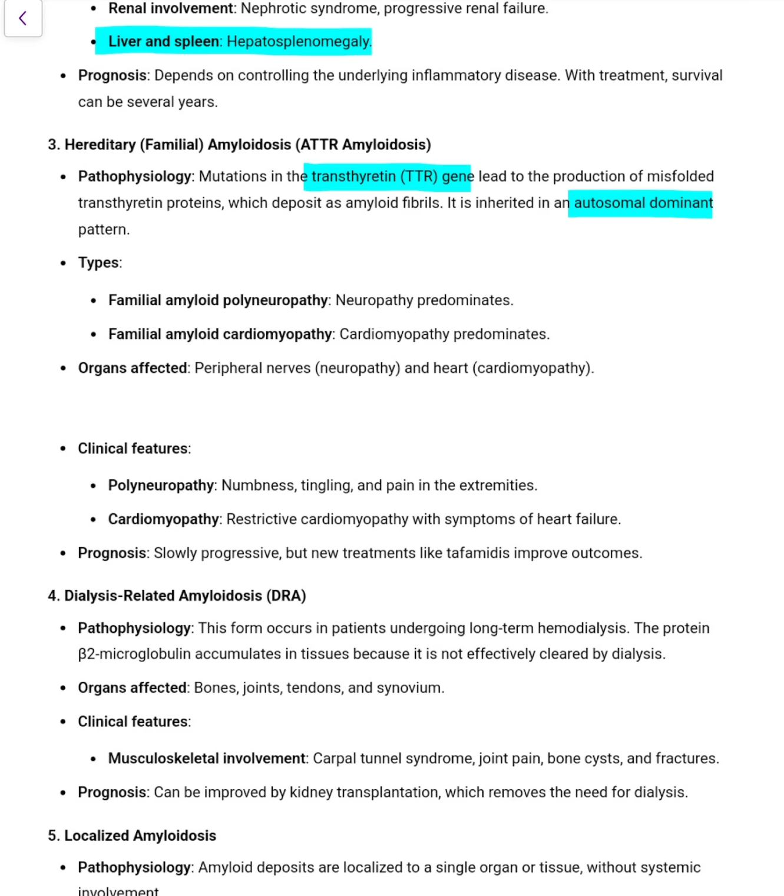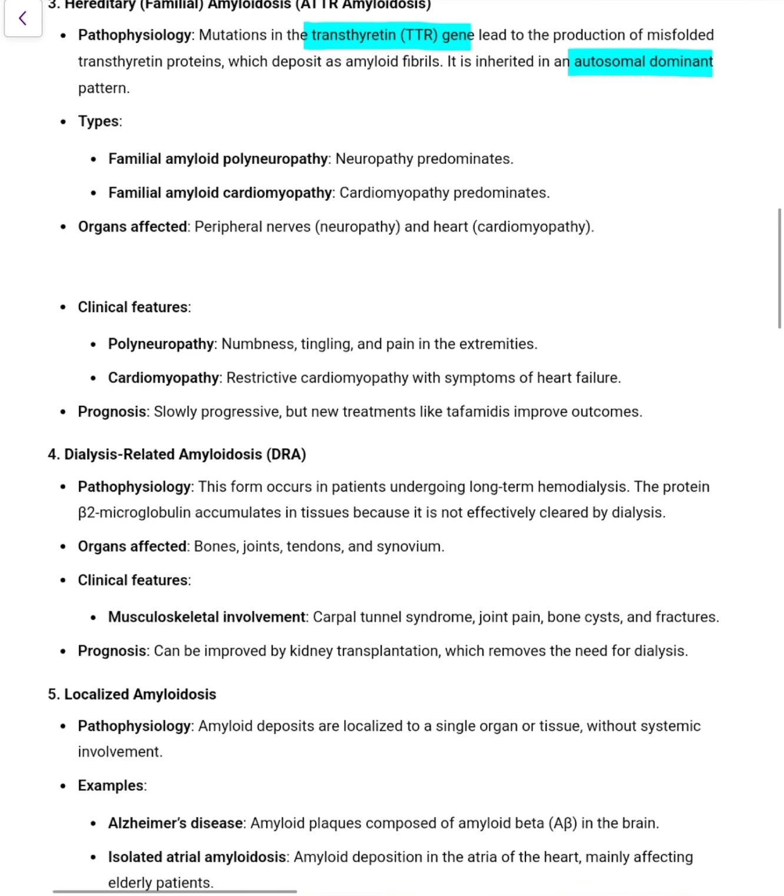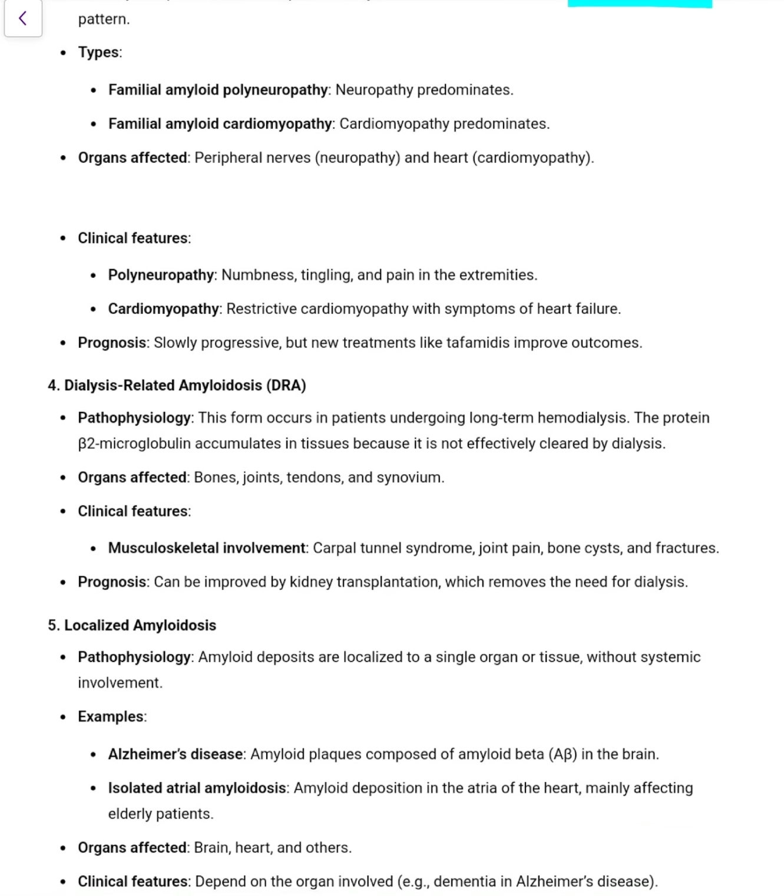Familial amyloid polyneuropathy will predominantly cause neuropathy-like symptoms: numbness, tingling, pain. And the second type, cardiomyopathy, will cause heart failure, restrictive cardiomyopathy, arrhythmias, like that. Prognosis is slowly progressive, but nowadays there are treatments like tafamidis, which we will see in the treatment section, which will improve the outcome.